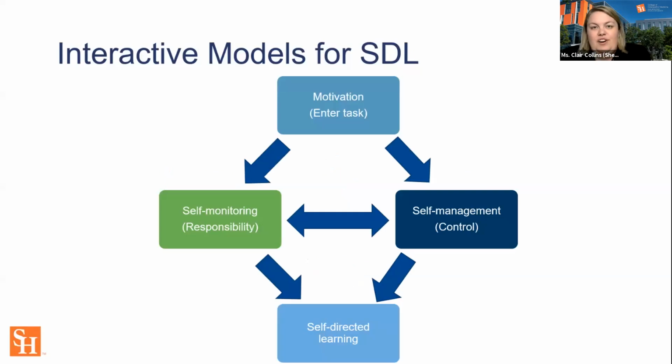So once we've started answering those questions, the interactive model for SDL works like this. You know a student is self-directed if they enter into a task with motivation, and then they show that they have self-management and control. Self-management basically means, when they are trying to answer a question, do they know where to start and where to stop? Do they know how to not go down a rabbit hole? Do they know when it is time to shut a book or when it is time to come ask a question of you? That is self-management.